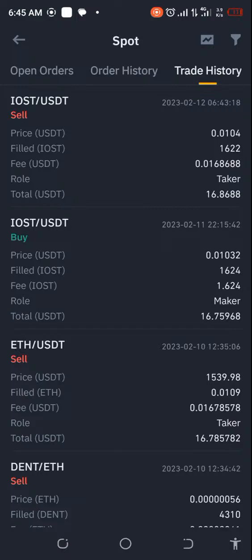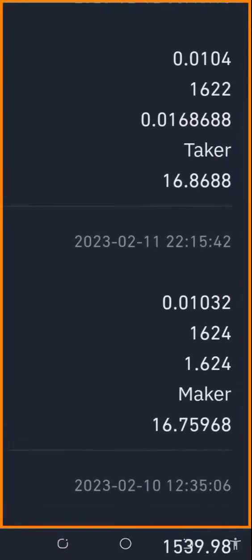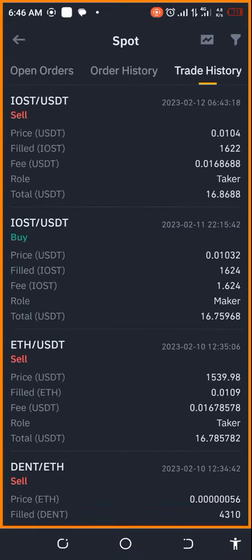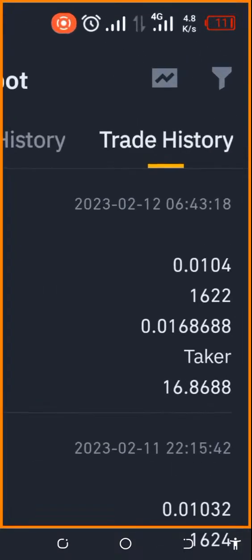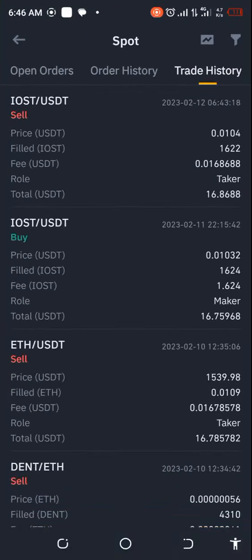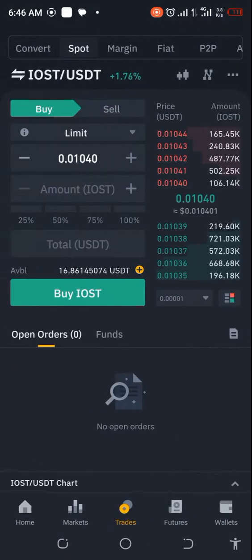So how long ago was this? Let's just check the difference in time. This was 22:15, which is like 10:15 p.m., and this is 6:43. So you could say plus or minus about 8 hours. All right, so this has been in the queue for 8 hours, and it doesn't mean that it would not have come back, but you can always check this out and make sure that whatever happens, you're still in profit. That's the most important thing.